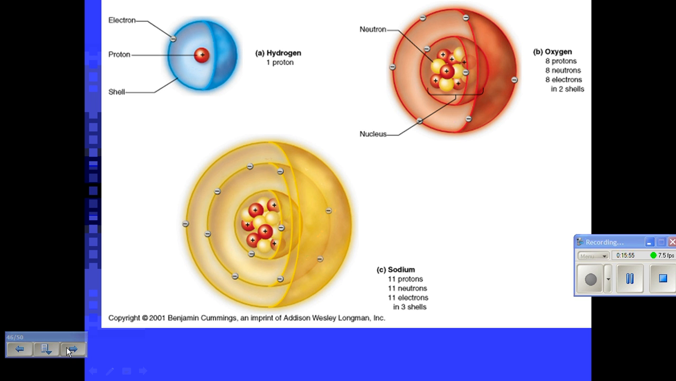So our model has gone from the marble model of Democritus and Dalton. It's changed to the plum pudding model of J.J. Thomson, to the nuclear model of Rutherford, to now we have the planetary model of Bohr and Einstein. So Bohr's model shows a nucleus and electrons in each energy level.